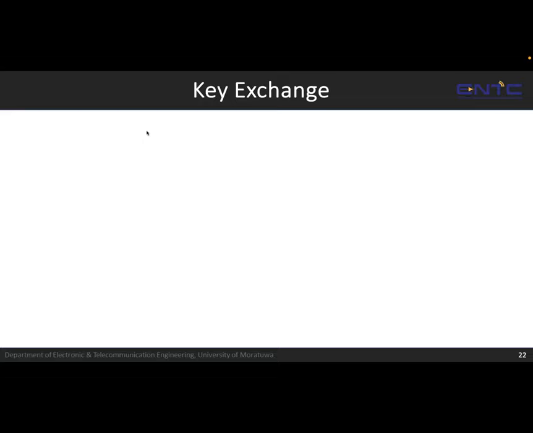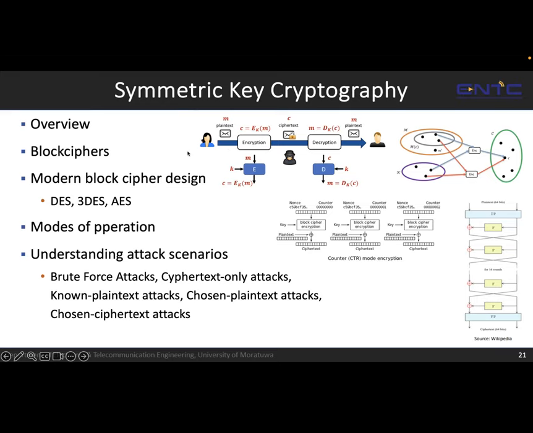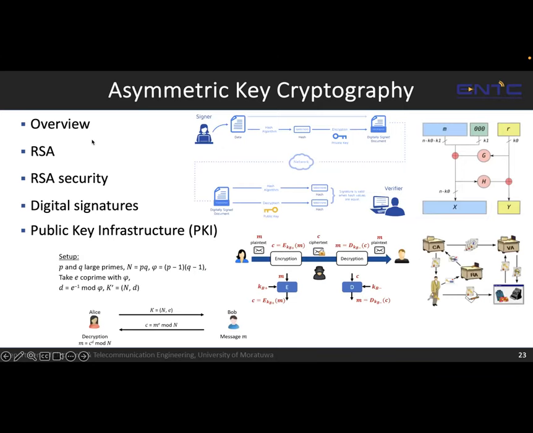Right. So about the symmetric key cryptography part, this is the rough outline. We look at the basics. We look at modern block cipher design, different modes of... there's a typo here. It should be operation, not preparation, modes of operation, and different attack scenarios. And we'll also look at asymmetric key encryption, RSA, and the security of it, how digital signatures work, how the public key infrastructure works.